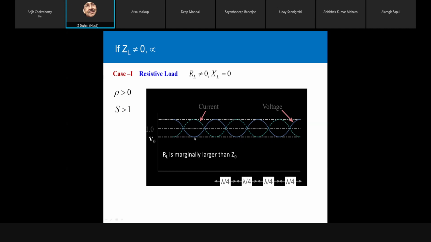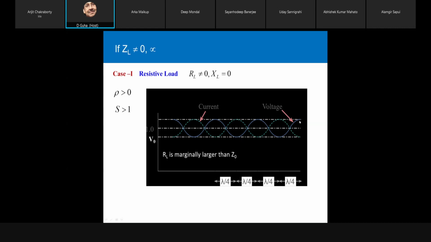So the standing wave pattern is like this. It is not going to 0 value, and it is not confined within 1. Rather, 1 is the average value, and they are following this pattern. Voltage is maximum at the open end, and current is minimum at the open end. Just note these 2 points.